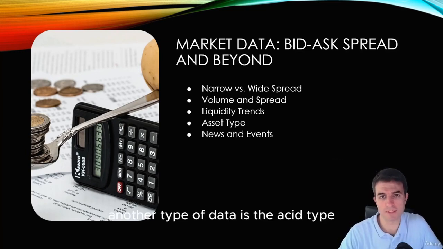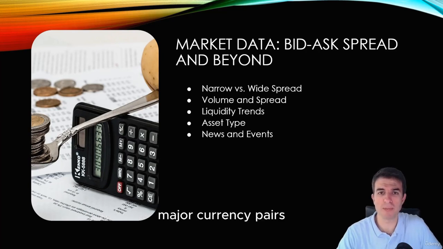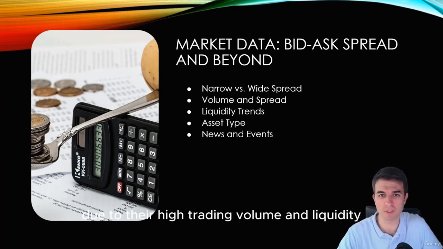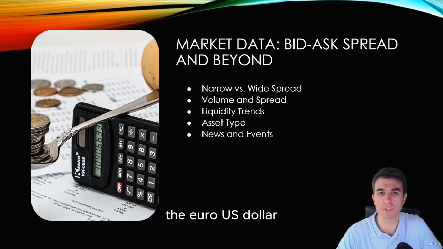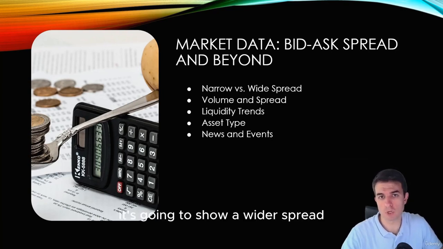Another type of data is the asset type. Different asset classes have varying levels of liquidity. For example, major currency pairs in the Forex market tend to have narrower spreads due to their high trading volume and liquidity. In contrast, less commonly traded assets might have a wider spread. Try to check, for example, the Euro US dollar. It's always with a thin spread. But if we check the Euro versus the Polish zloty, for example, it's going to show a wider spread.